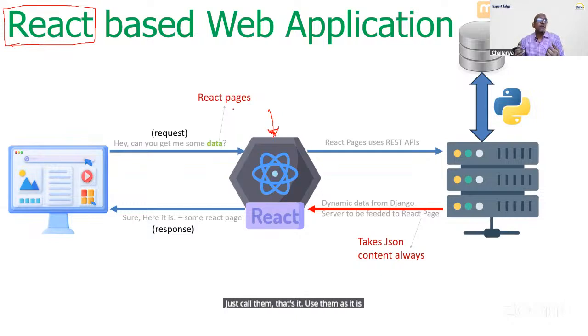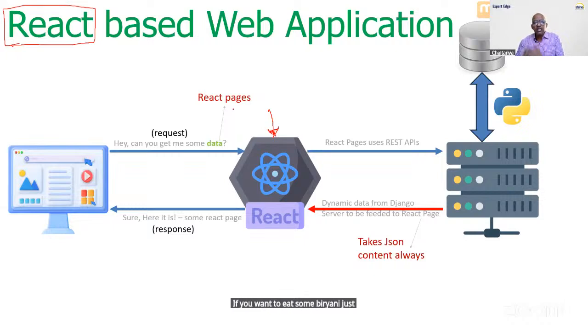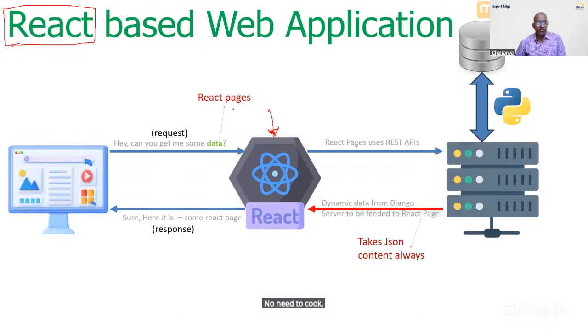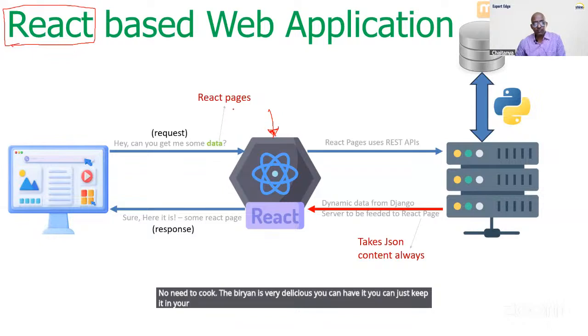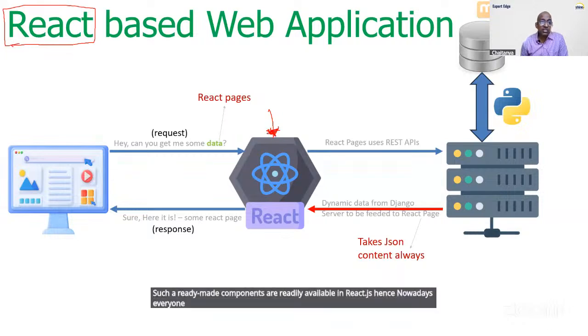It is like a kind of ready-made food available to you. Just keep it in your plate and have it. If you want to eat some biryani, biryani is readily available. Just put some biryani on your plate and have it. No need to cook. The biryani is very delicious. Such ready-made components are readily available in React JS. Hence, nowadays everyone is using React JS in their web applications or websites.